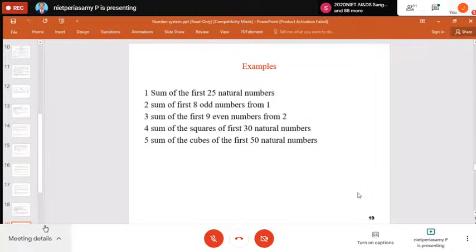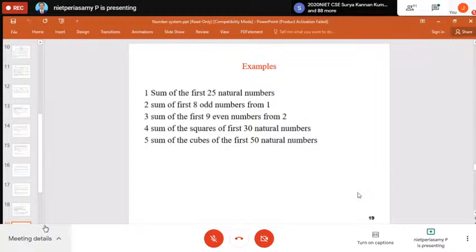plus 30 square. The fifth one is to find the sum of the cubes of the first 50 natural numbers, that is 1 cube plus 2 cube plus 3 cube plus etc. plus 50 cube. By using the formulas discussed in the previous slide, we calculate all these values. Students are requested to take all these 5 examples as assignment. The formula is given, and also the examples are given.